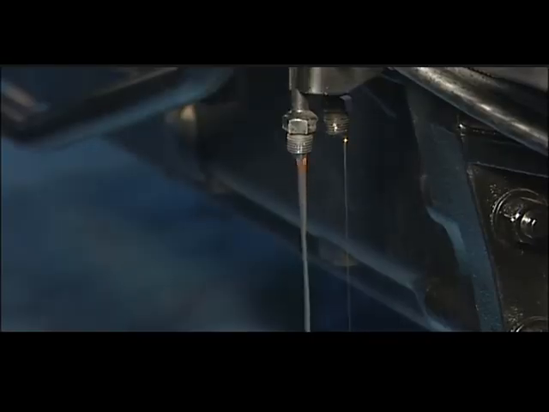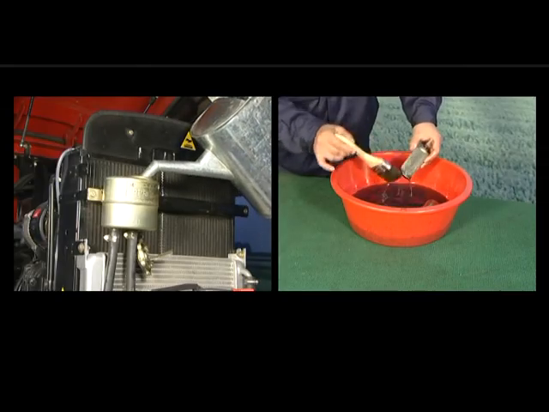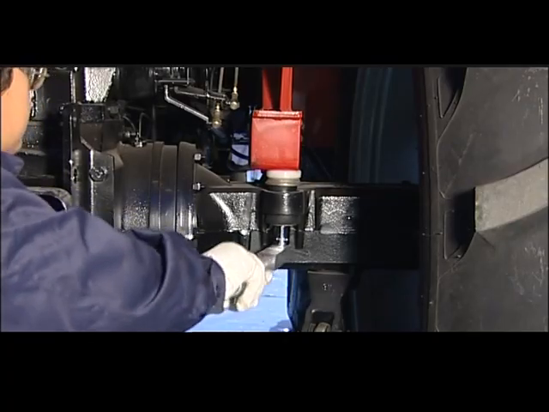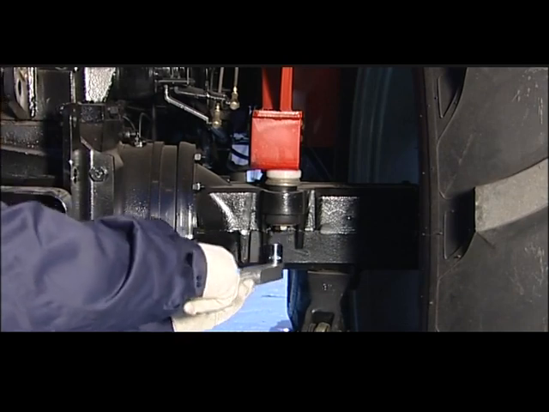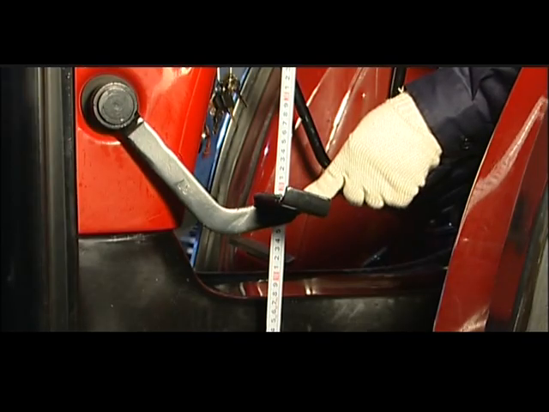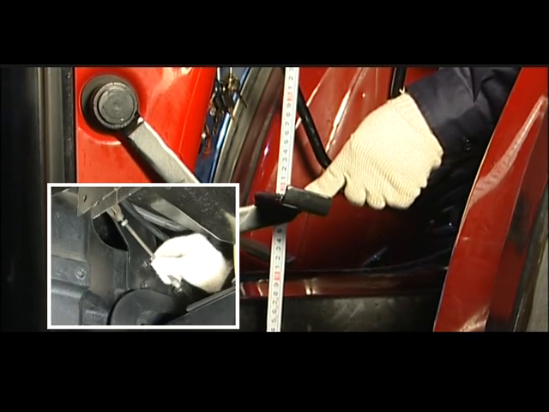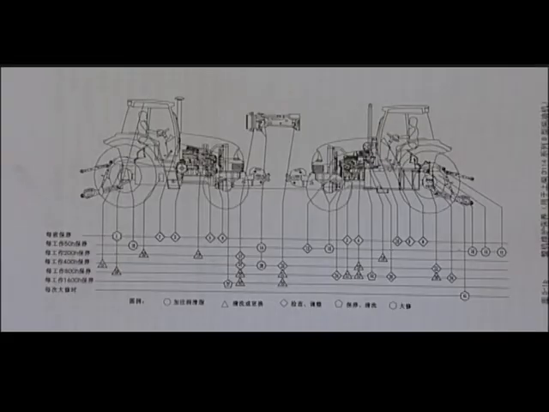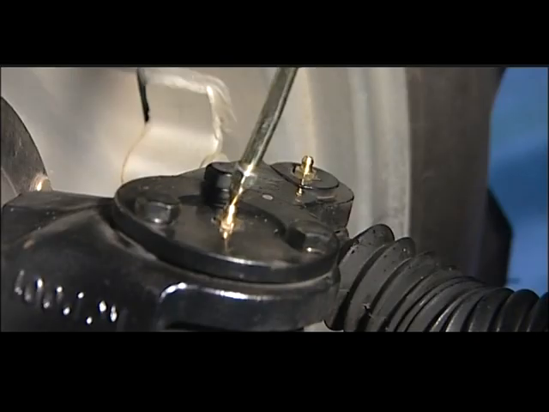Change the hydraulic oil of the steering hydraulic system. Clean the steering oil tank. Check and tighten all exterior screws and nuts. Check the free strokes of clutch. Make an adjustment if needed. Refill the new lube grease to all points of tractors based on the service maintenance table.